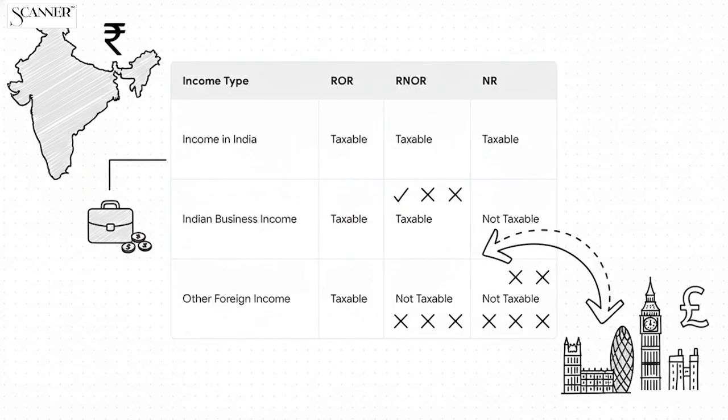Let's look at how this plays out in the real world. Everybody, no matter their status, pays tax on money they earn in India. That's a given. The real difference kicks in with your foreign income. So, say you own a property in London and you're getting rent from it. If you're an ROR, that rental income is taxable in India. But if you're an RNOR or an NOR, it's completely off the hook. This is why getting your status right is so incredibly important.